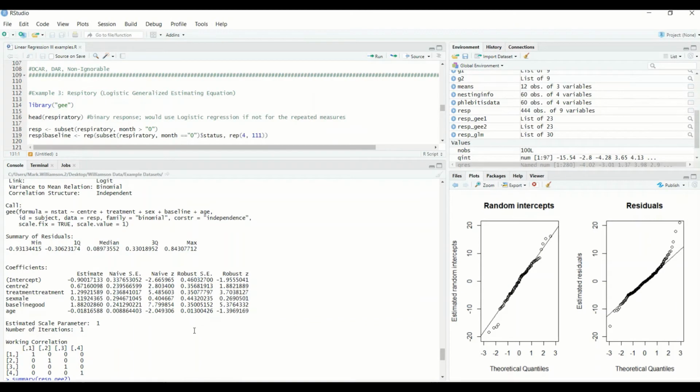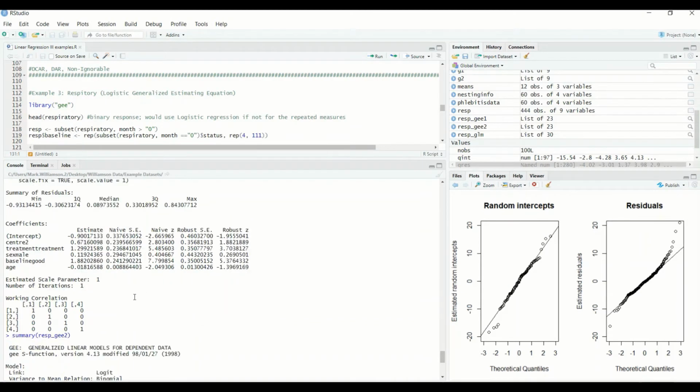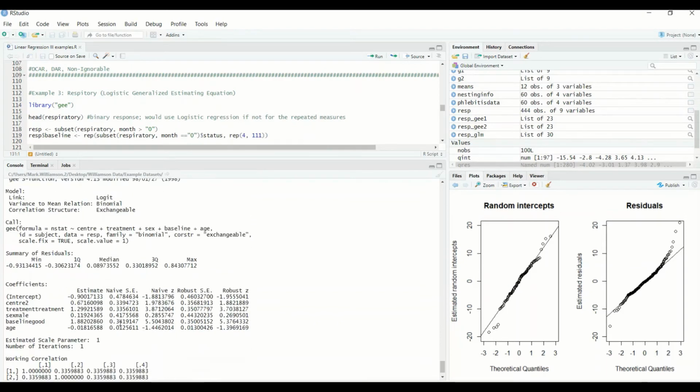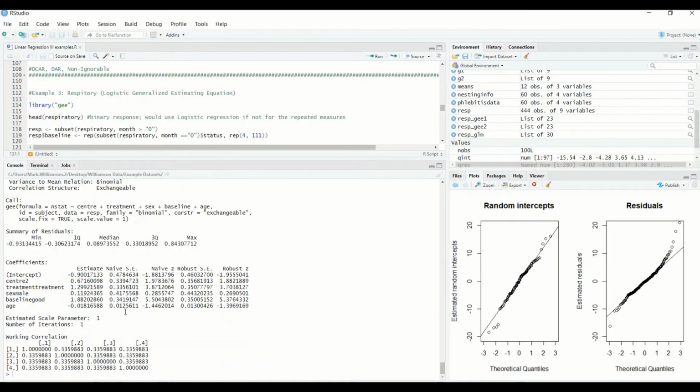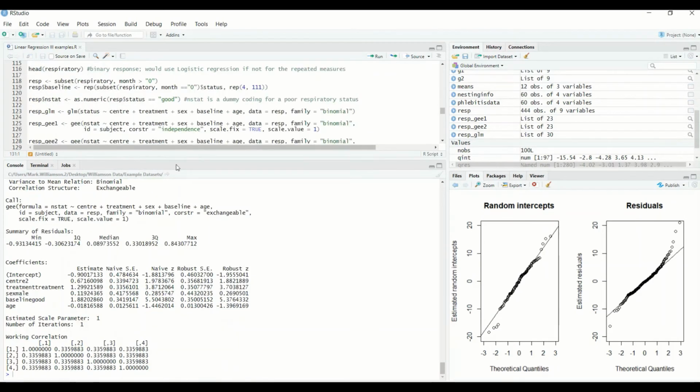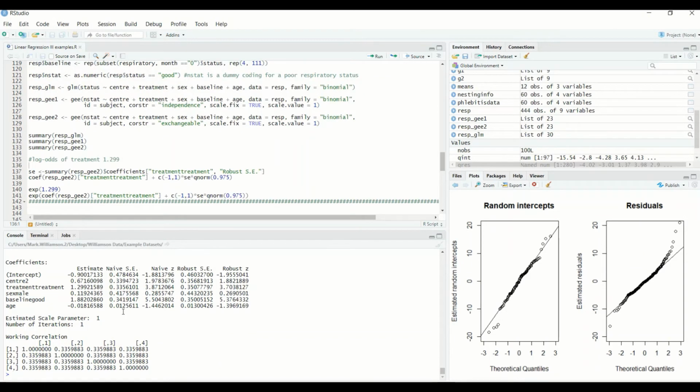So there might be some evidence that we would want an exchangeable correlation structure. If we go down here, we see the standard error and the robust standard error are almost identical, which means it seems like that was the best fit for the model. So there we go. So let's interpret this.